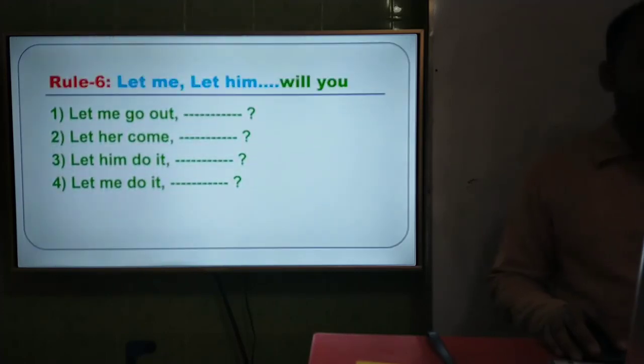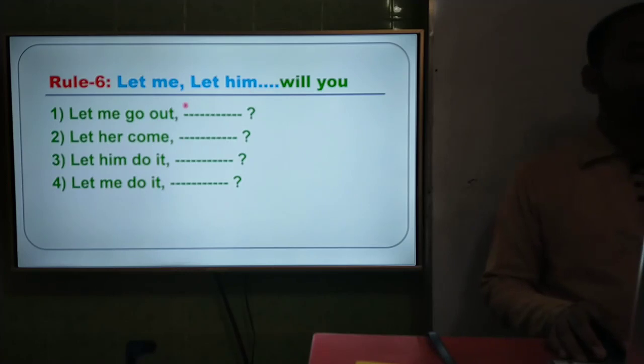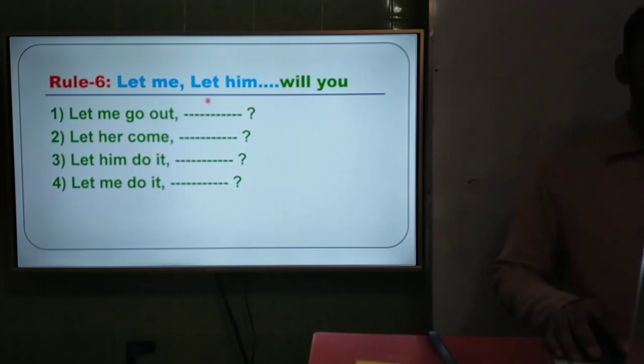And the next rule is rule number 6. Let me, or let him, or let her. After "let", the object of I, object of he, object of she, without "us". If we use "let us", we shall use "shall we". If we get "let me" or "let him" without "let us", we shall use "will you".